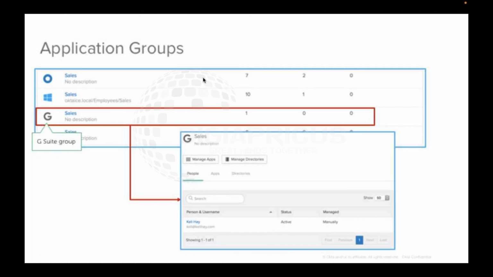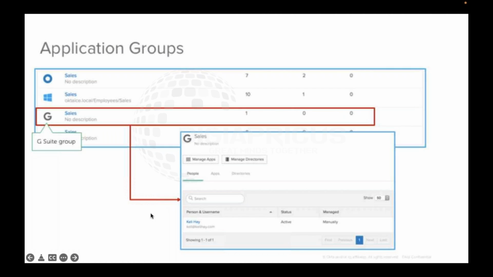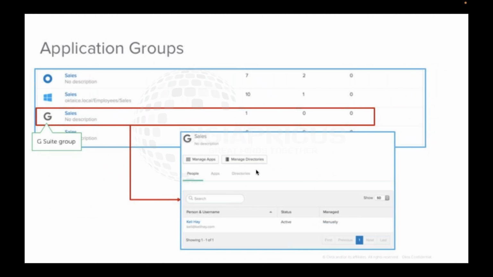And the same goes for the application groups as well. This is just an example to show you that it's an application which has a G Suite group. If you go into the group, you can just manage the apps. Nothing apart from that. You don't have the option to create, assign a user, or delete this group or anything like that. So that's all we have on Okta groups, directory groups, and application groups.